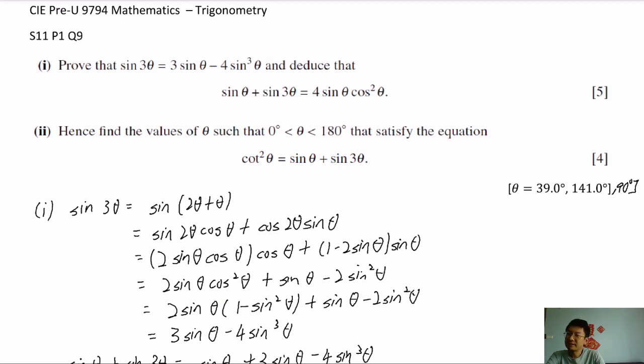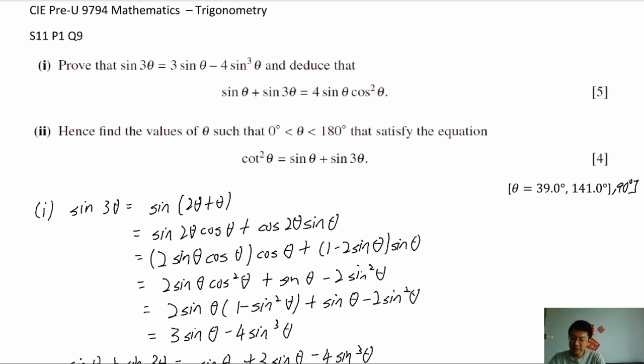Okay, class, let's start. So first question: prove that sine 3 theta is equal to 3 sine theta minus 4 sine cubed theta. For this one, how we start is we'll have to use the compound angle formula. So we'll have to use the sine (A plus B) first.